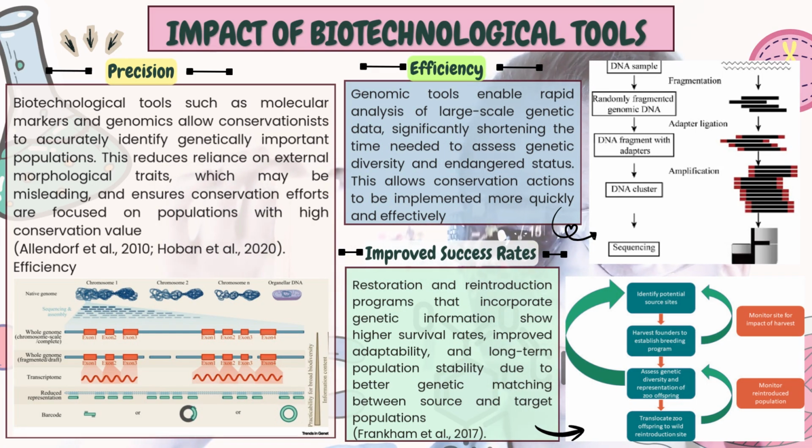Finally, the use of genetic information increases the success rate of restoration and reintroduction programs. By selecting genetically suitable source populations, restored plant populations show higher survival rates, better adaptability, and improved long-term population stability.